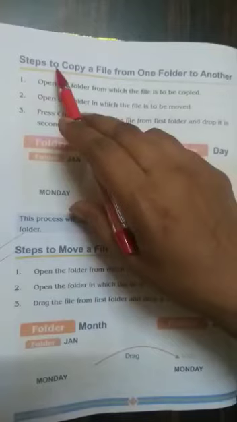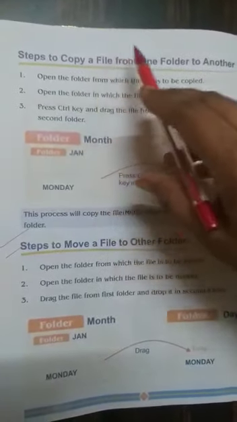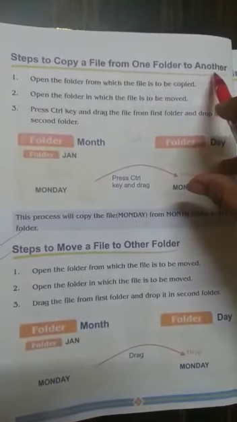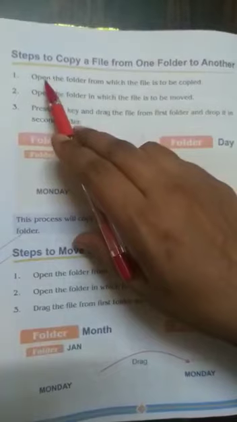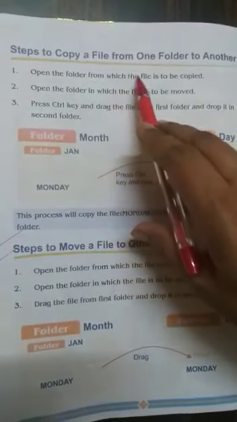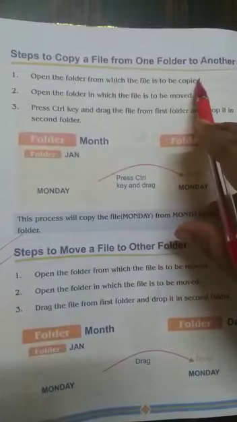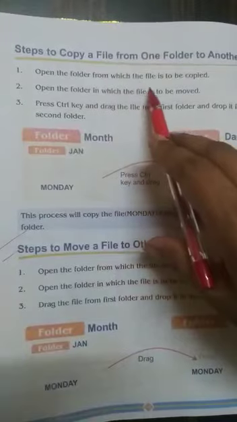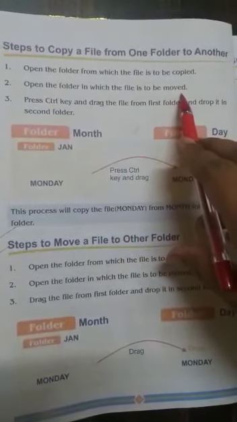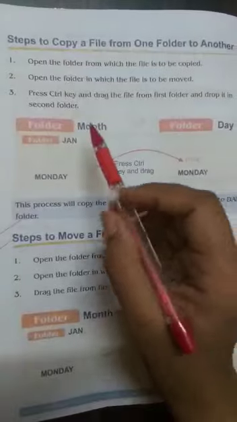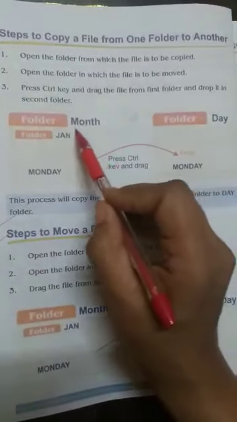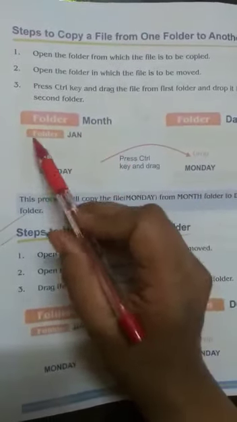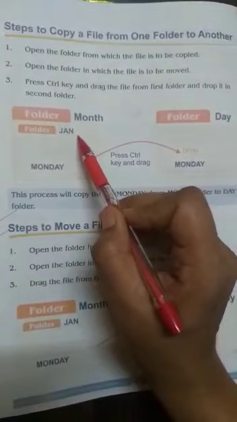Yes children, now our next topic is how to copy a file from one folder to another folder. So children, you need two folders. First, you have to open the folder from which the file is to be copied, and then you have to open the folder in which the file is to be moved. Now see this example: here is a folder with the name month, and in that there is another folder with the name JAN, January.